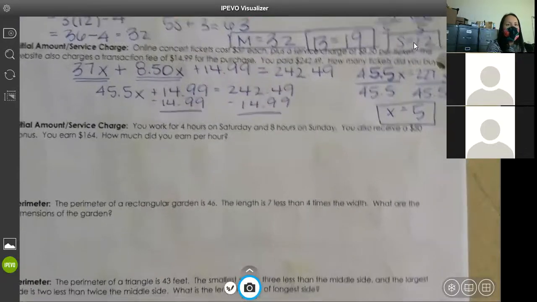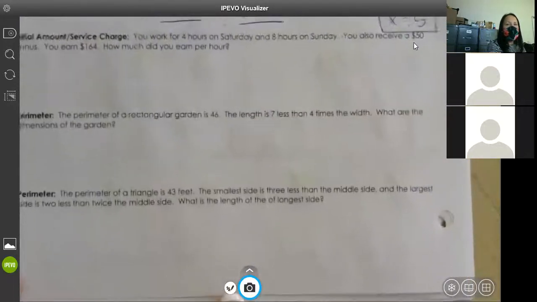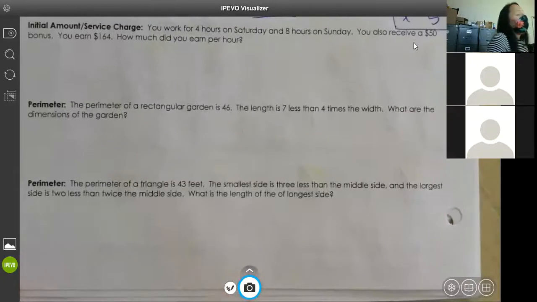Let's look at, I'm going to skip the initial amount service charge and we're going to bump up to perimeter. Perimeter is more of what you're going to see, perimeter and area on your final exam. Okay, consecutive integers, which we'll do in just a second, and then perimeter and area. All right, so we're going to go with perimeter.